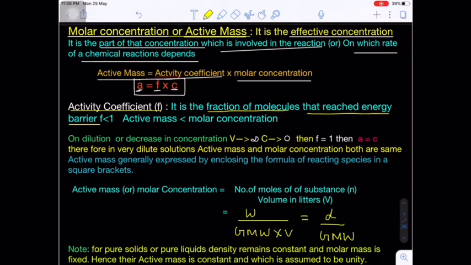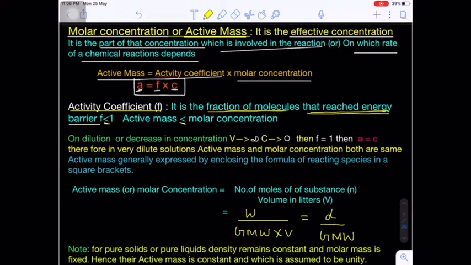The fraction of molecules that reach the energy barrier will obviously be less than 1. Sometimes we can also say less than or equal to 1. If the activity coefficient is less than or equal to 1, then definitely the active mass will be less than or equal to the molar concentration.